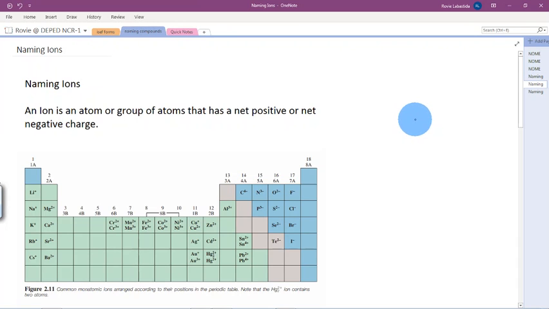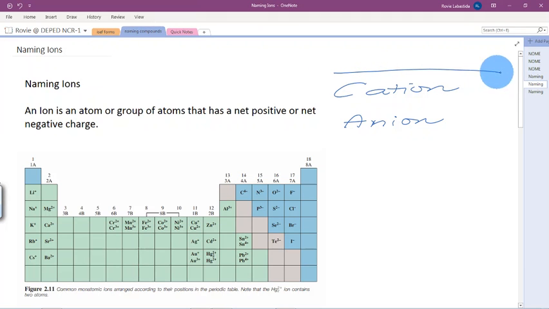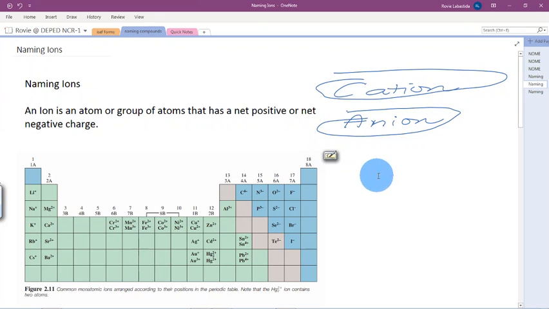But first, let us define what is an ion. An ion is an atom or group of atoms that has a net positive or net negative charge. An ion can be a cation or an anion. When the ion has a net positive charge, it is called a cation. When an ion has a net negative charge, it is called an anion.